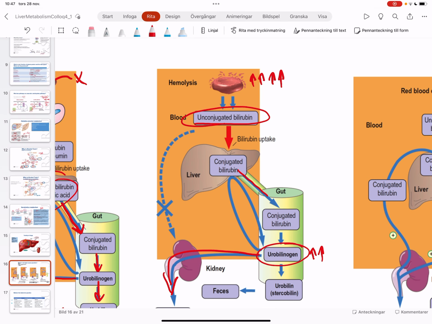That's also one thing. Remember that bilirubin is not water soluble, so it will never be able to travel all the way to the kidneys and be excreted with urine. It cannot do that. It needs to be conjugated.